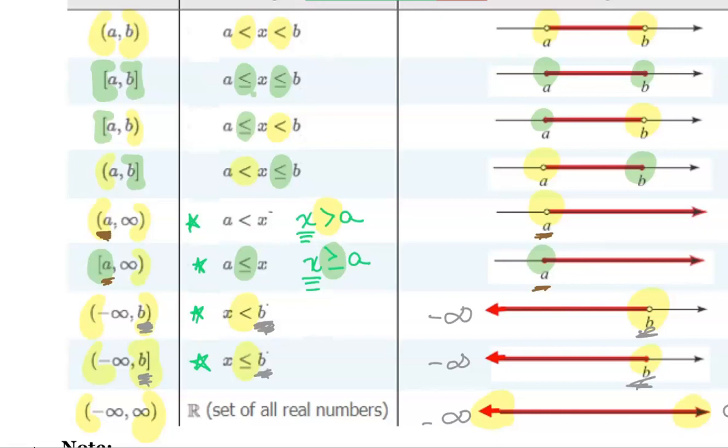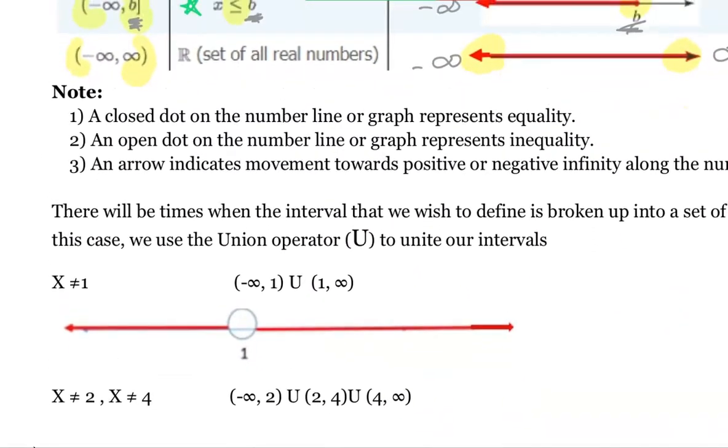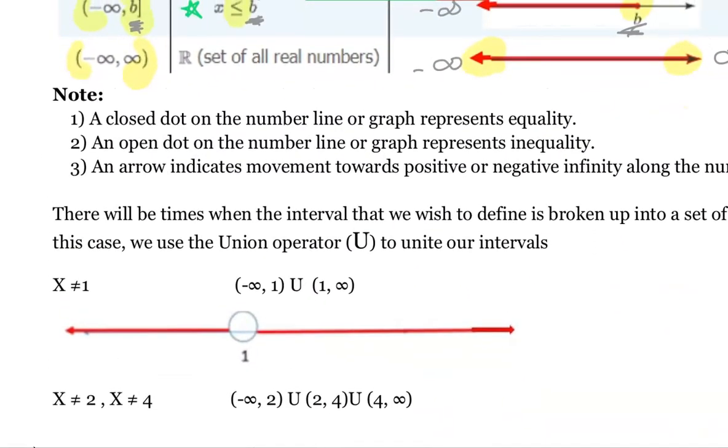Oh, and I should say also for interval notation, we always read it from the left to the right. So your lowest values are first, your highest values are last. Okay, so then we talk more about this. A closed diagonal line represents equality. Okay, we've gone over that. Closed is equality.